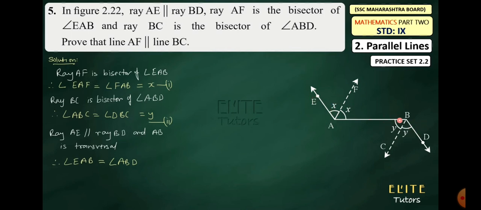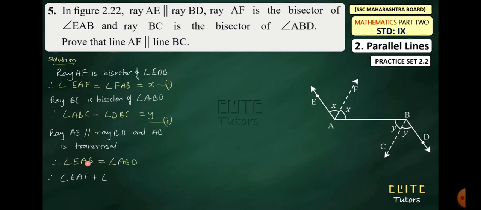We have EAB. In EAB, we have two angles, EAF and FAB. So in the place of EAB, we can put the two angles EAF and FAB. Similarly, in angle ABD, two angles are there, ABC and CBD. So in the place of EAB, we will write EAF plus FAB.